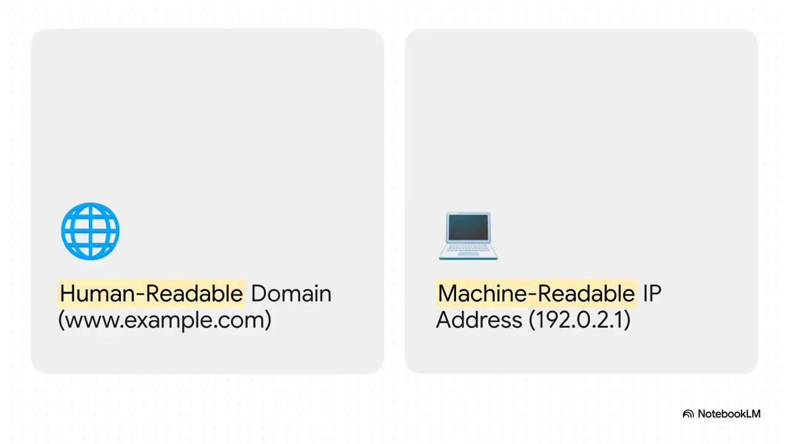You know, we humans, we're pretty great at remembering words, right? Like www.example.com. Super easy. But network routers and computers, they need machine-readable IP addresses, something like 192.0.2.1, to actually route the data. Imagine if DNS didn't exist. You'd literally be memorizing complex strings of numbers for every single site you visit. Thankfully, our invisible phone book does all that heavy lifting for us.